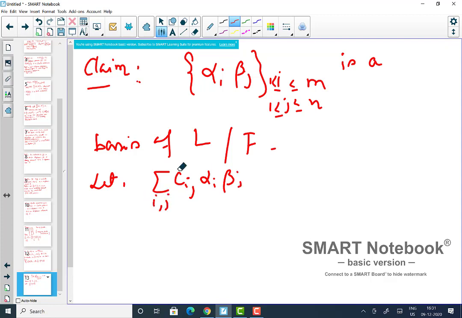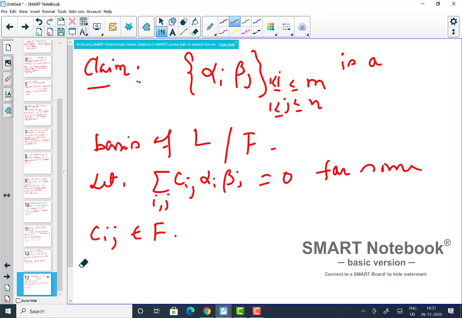i from 1 to n, j from 1 to n, 0, for some Cij belonging to f. Okay, so I am proving that L over f has the basis alpha i beta j. So I choose a linear combination which is 0, and I need to show that the coefficients are 0. So I need to prove that all the Cij's are 0, right?